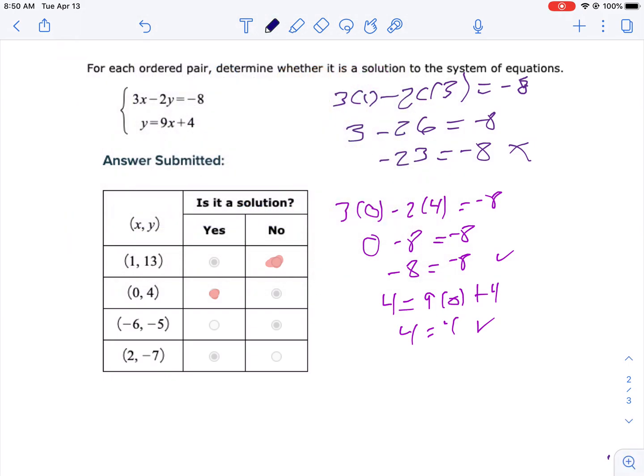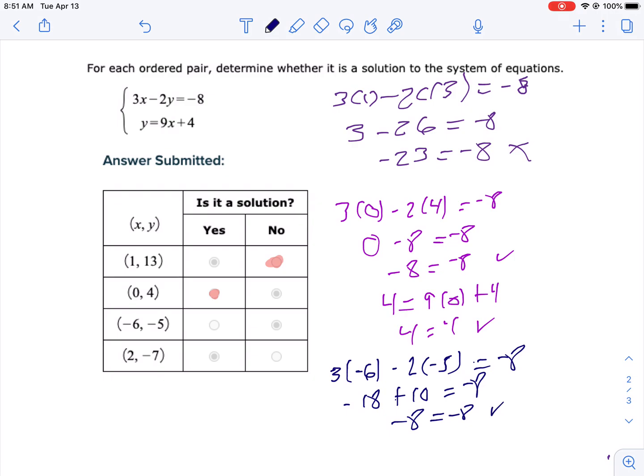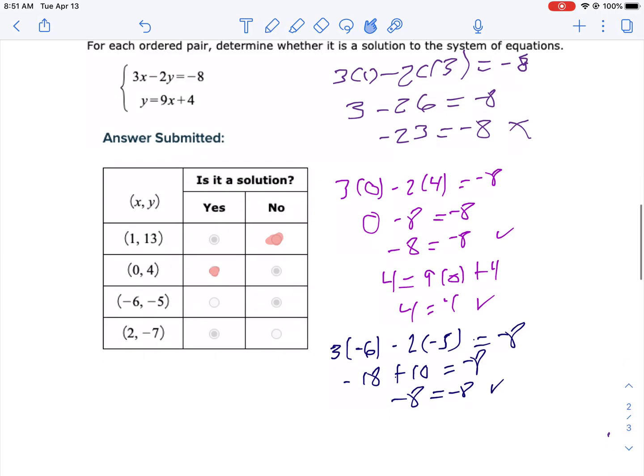Let's try the next one. Does 3 times negative 6 minus 2 times negative 5 equal negative 8? Well, 3 times negative 6 is negative 18. A negative times a negative is a positive, so plus 10. Negative 18 plus 10 is negative 8, so negative 8 equals negative 8. That checks. Let's check the second equation then.